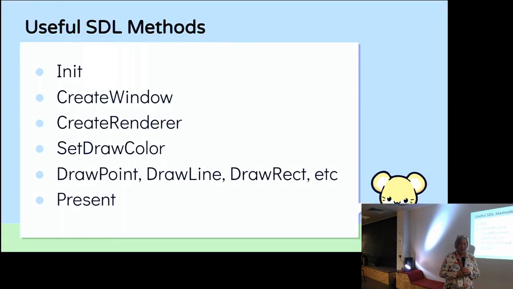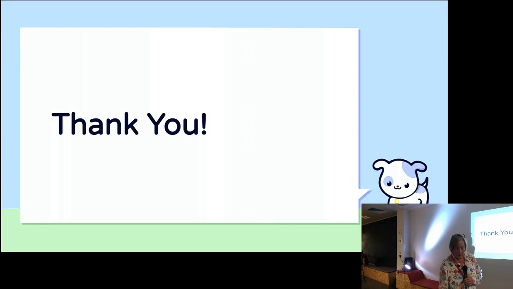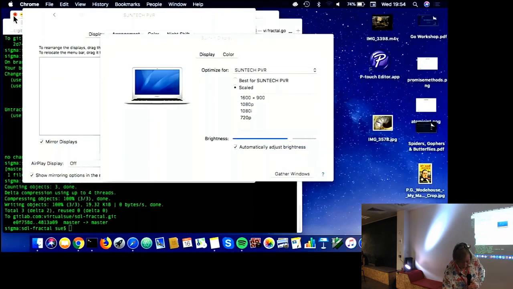So it's really, really simple. There is just a handful of methods you need, and you will have a window, and you can plot things on it. It initializes the SDL system. Then you can create a window, create a renderer, set a color, and then draw points, lines, rectangles, circles, whatever. And then you call the present method, and it will display it on your screen. So let's have a look.